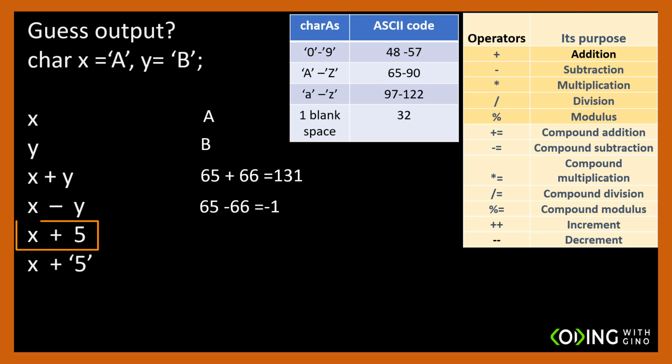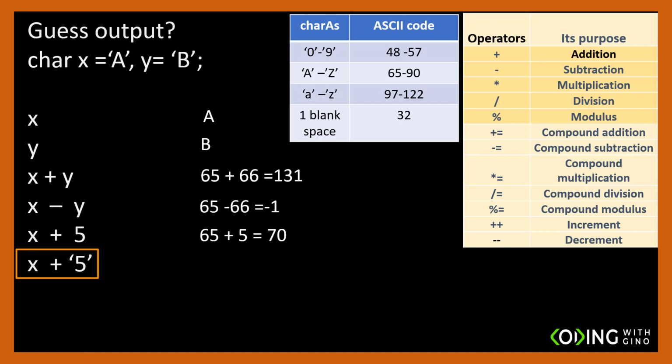What about this one now? X plus 5. Can we add these two? If we try to add an alphabet letter and a number, Java adds the numeric ASCII code of the alphabet letter with that number. The ASCII code of capital A is 65. Hence, the output we get is 65 plus 5, which is 70.